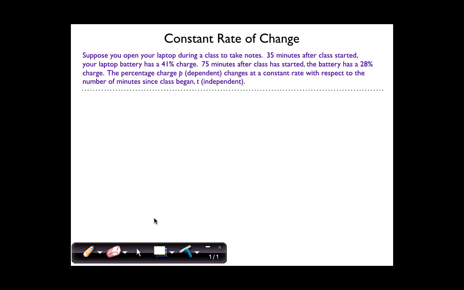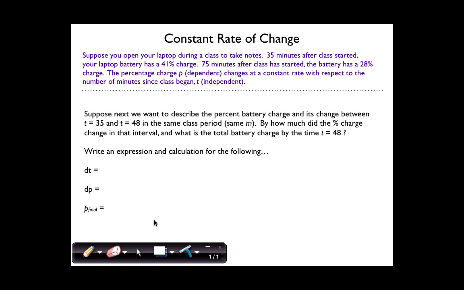All right, so I'll leave the scenario at the top there. Here's a different scenario. Suppose we want to describe the percent battery charge and its change between time 35 and 48 minutes into the same class period. So same M, same battery charge, whatever. I want to know how much the percent charge changed during that time interval, and then what's the total battery charge by time T equals 48.